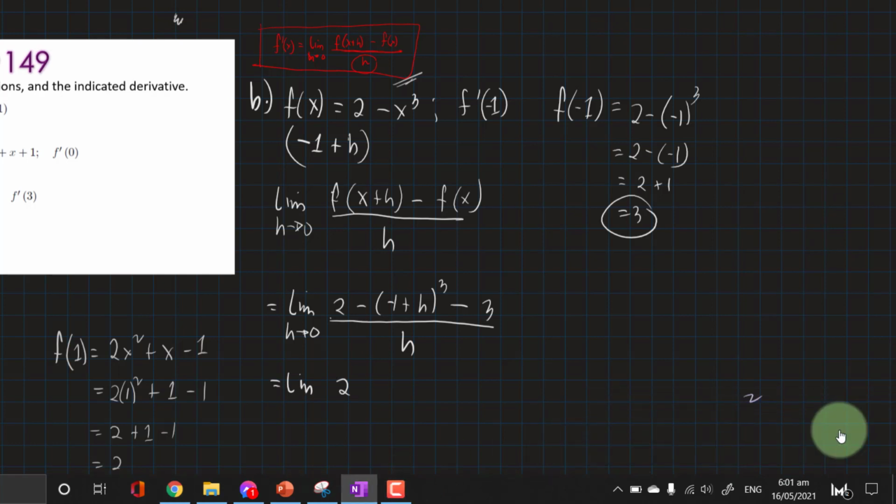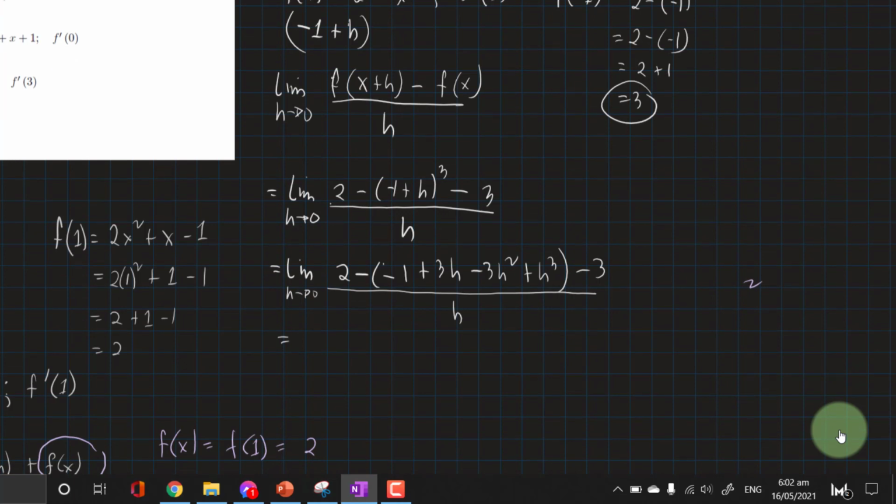Okay, so gagamit lang kayo dito ng cube of binomial. Okay? So, cube of binomial lang ang gagamitin ninyo rito para ma-simplify nyo. Then, minus negative 1 plus h. Kapag ini-expand natin to, this will become negative 1 plus 3h minus 3h squared plus h cubed minus 3 all over h as h approaches 0 is equal to.